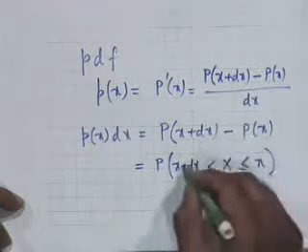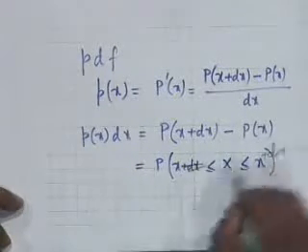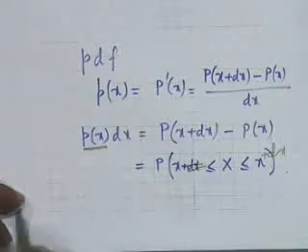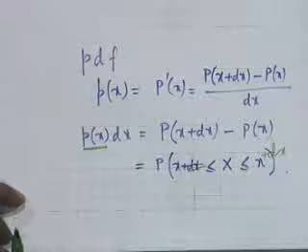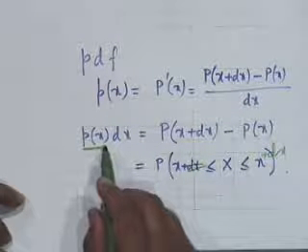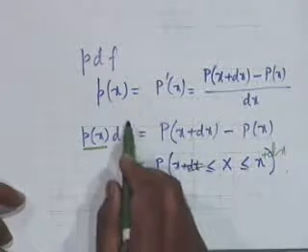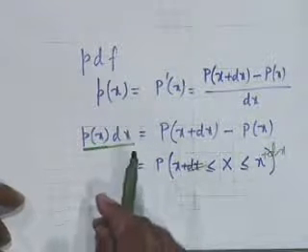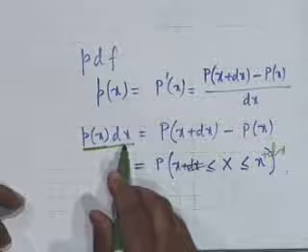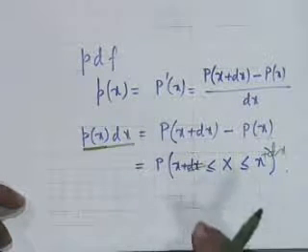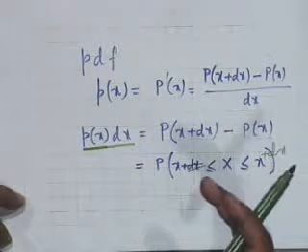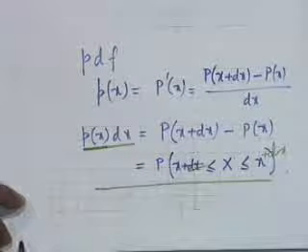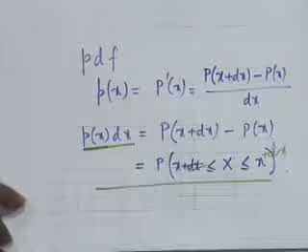That is correct. This is the interpretation. Small p of x is the probability density function, and small p x multiplied by dx is an element of probability, or a probability element. Small p x dx is a probability element which indicates the probability that the random variable lies between small x and small x plus dx. This is the interpretation of probability density function.